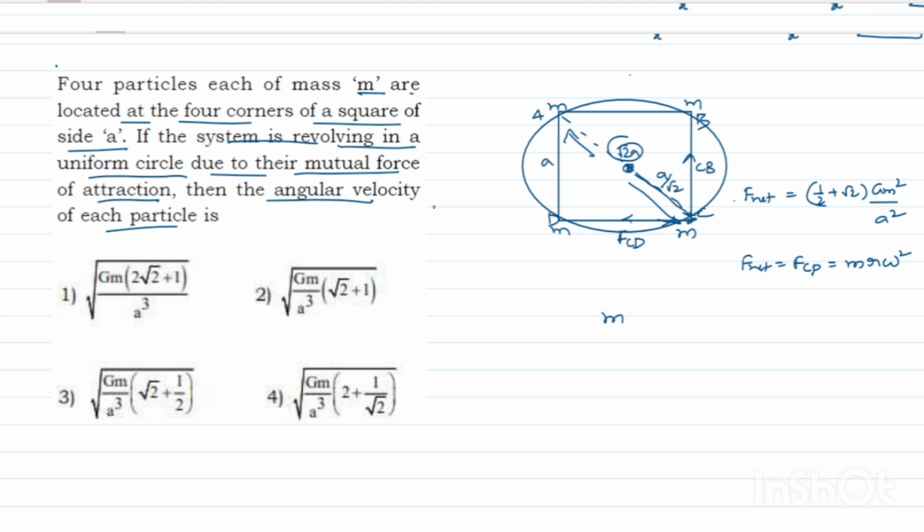Now here m into r, in the sense here you can take as a by root 2 into, here you can take as omega square, which will be equivalent to 2. So root 2 plus, here you can get it as 1 by 2 into GM square by a square. Here 1 m gets cancelled. Now omega square will be equal to 2 root 2 plus 1 by 2 into GM by a square into a will be getting as a cube, and here root 2 goes to this side.